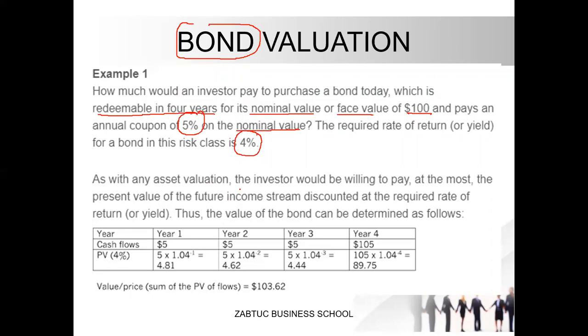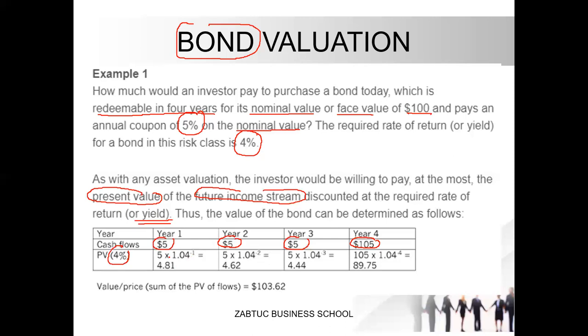As with any asset valuation, the investor would be willing to pay at the most the present value of the future income stream discounted at the required rate of return or yield. Thus, the value of the bond can be determined as follows. These are the coupon amounts, isn't it? The interest. And in the final year, there's 5 plus 100, 105. You discount at 4%. And this is how you find the discount rate.